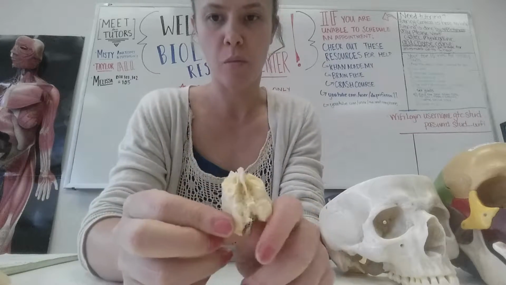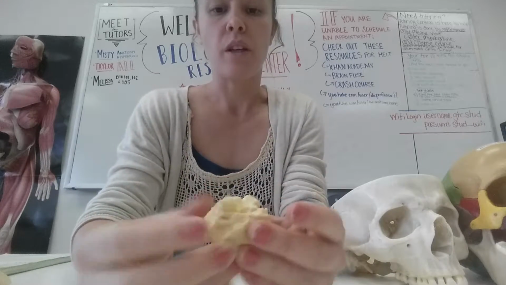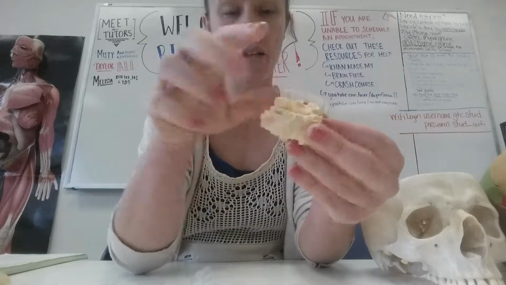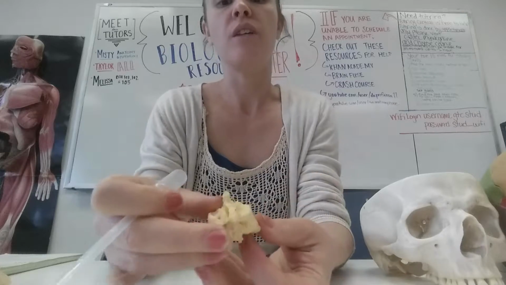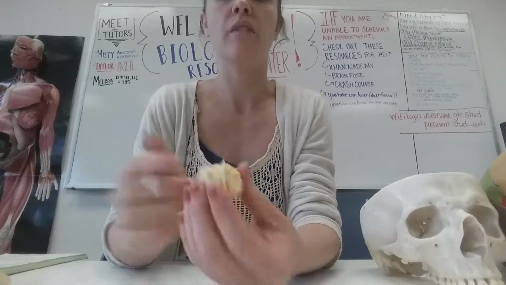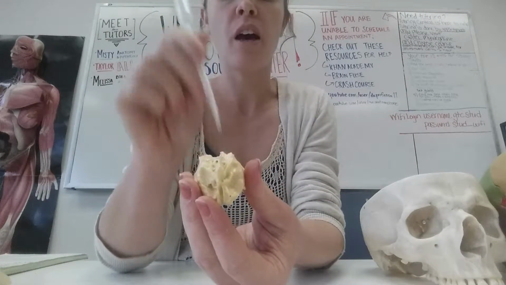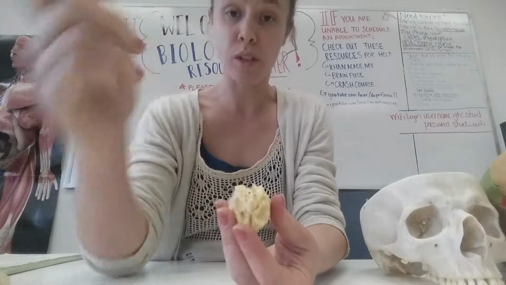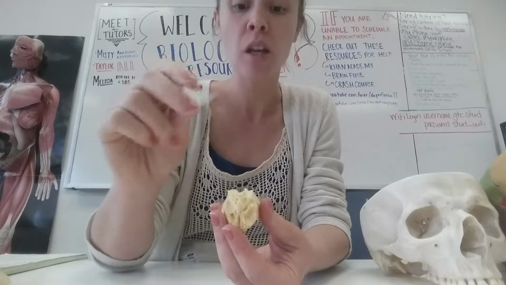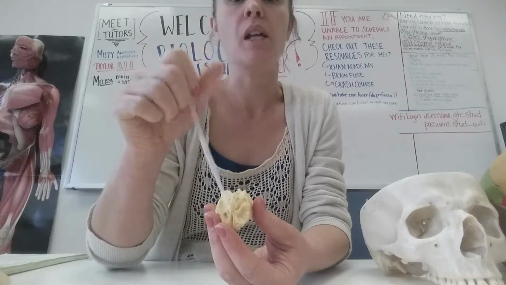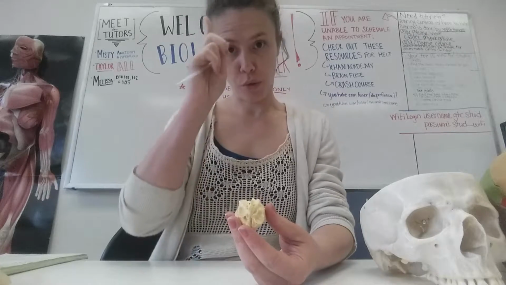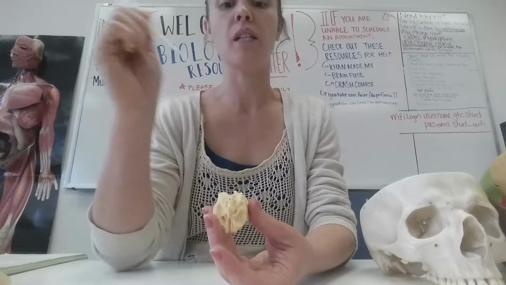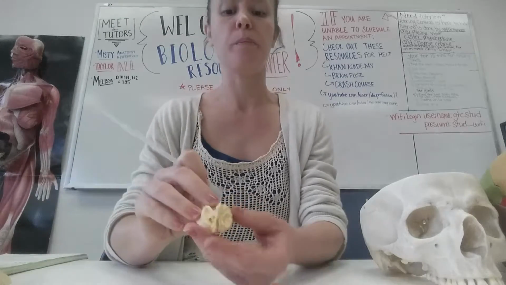Now we have the ethmoid bone. This fin-like structure on the top is the crista galli. And then we have the cribriform plate, which is kind of like the floor of the ethmoid bone. The holes that go through the cribriform plate are the olfactory foramina. That's where your olfactory nerves go through that allow you to smell. So the olfactory foramina go through the cribriform plate of the ethmoid, and then the crista galli.